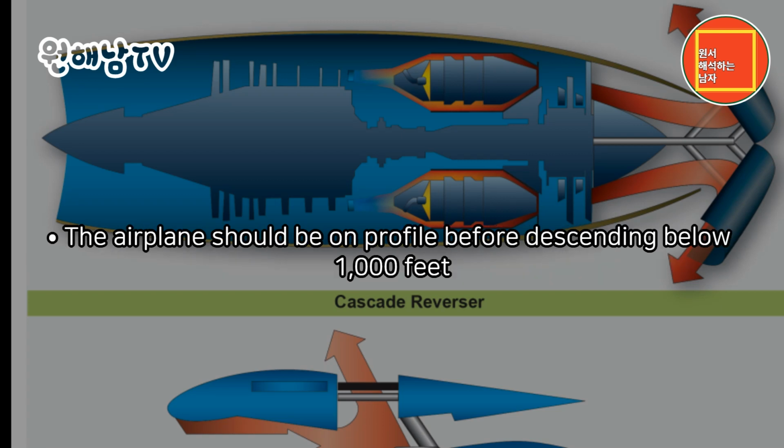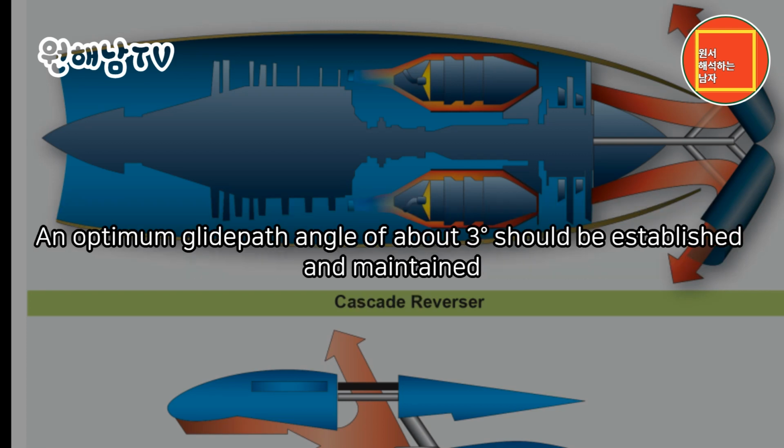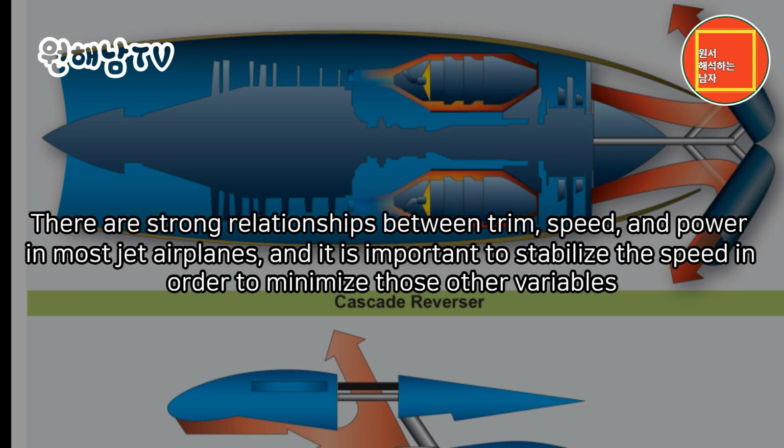The airplane should be on profile before descending below 1,000 feet. Configuration, trim, speed, and glide path should be at or near the optimum parameters early in the approach to avoid distractions and conflict as the airplane nears the threshold window. An optimum glide path angle of about 3 degrees should be established and maintained. Indicated airspeed should be between 0 and 10 knots above the target airspeed by 500 feet AGL. There are strong relationships between trim, speed, and power in most jet airplanes, and it is important to stabilize the speed in order to minimize those other variables.